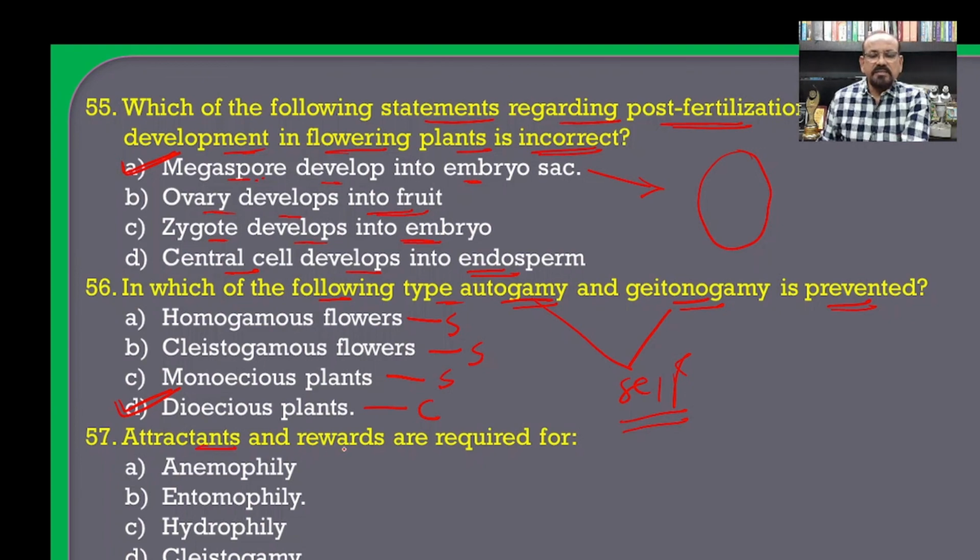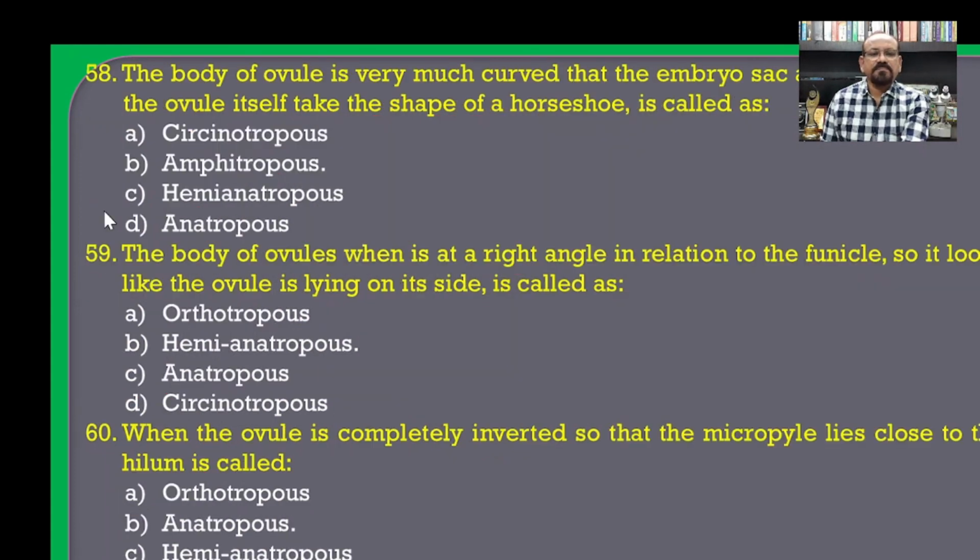Then attractants and rewards are required for. We have seen earlier that whenever we are talking about attraction and rewards, there is a need for attraction of the insects towards the plant, and hence here entomophily will be the correct answer for this question.